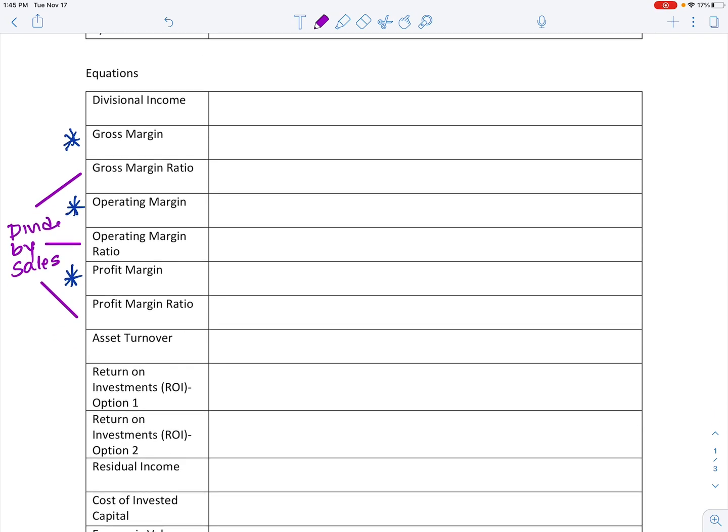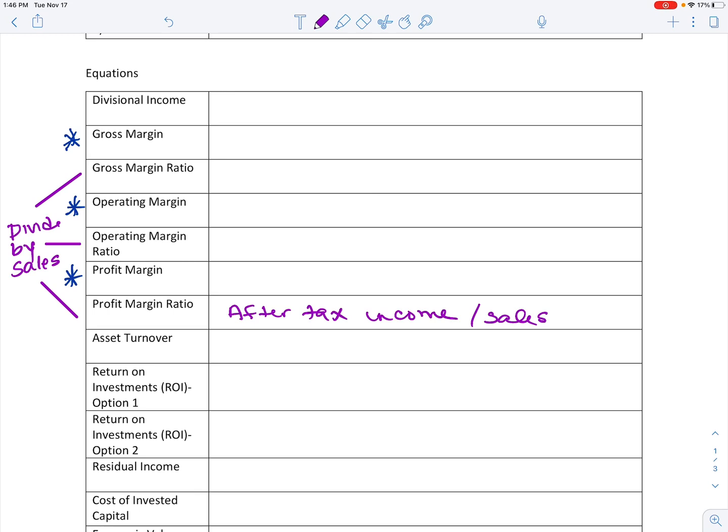For example, your profit margin ratio. This is your after-tax income. It's where you're getting your profit from, and you're going to divide that by sales. I'm not going to go through all these equations with you, but in the examples we're going to use some of these, so I want to make sure you understand what they are in case you haven't read the chapter yet, and also because I want to show you how some of these equations relate to each other.